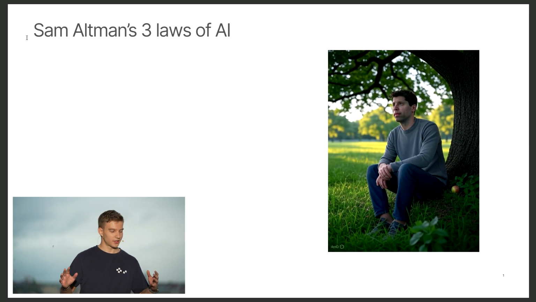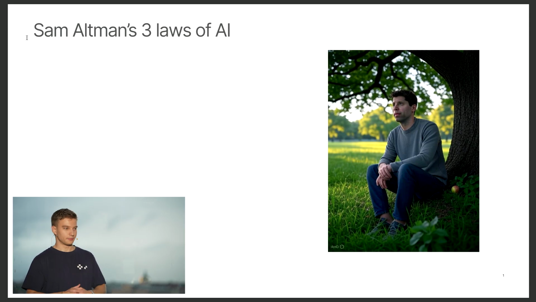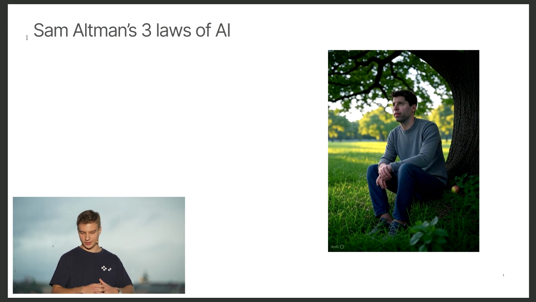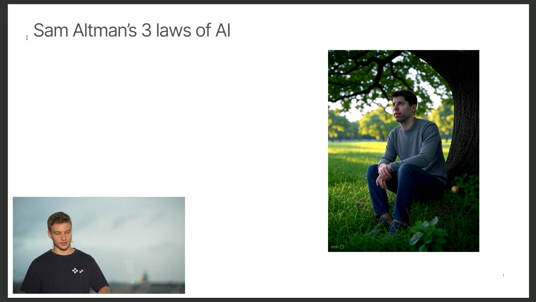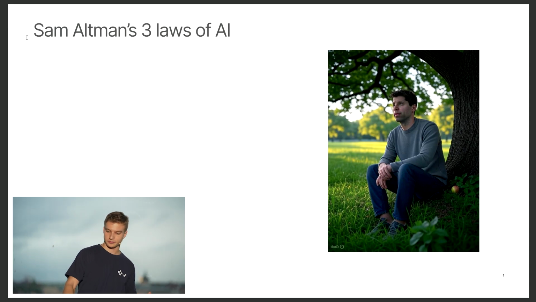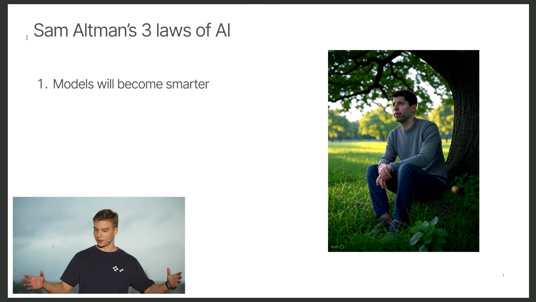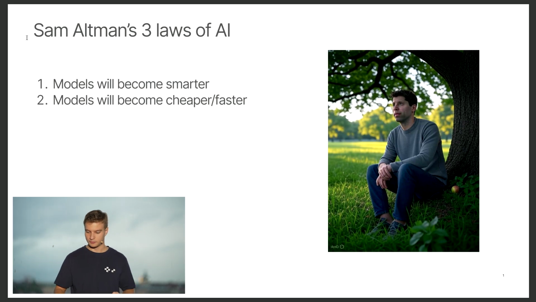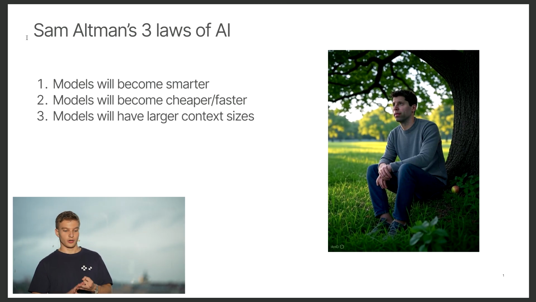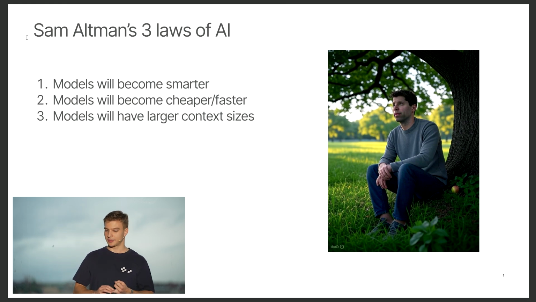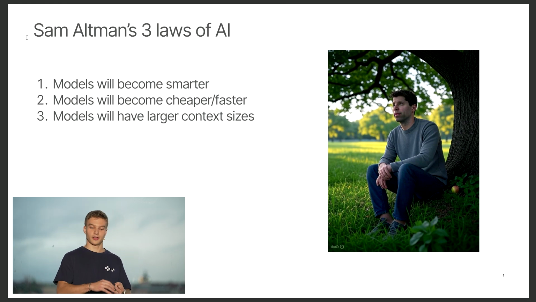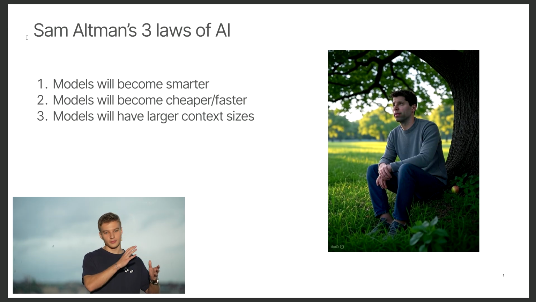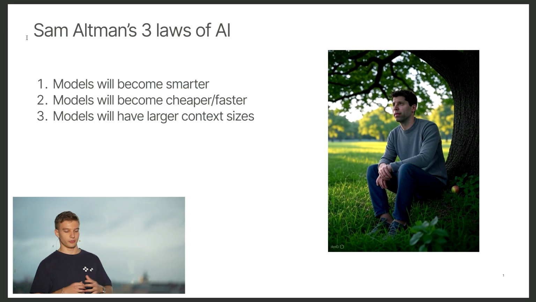Okay, so how do we move forward? Well, just like Isaac Newton has his three laws of motion in physics, I believe we have today's equivalent, which is Sam Altman's three laws of AI. Models will always become smarter. It's just a fact. Models will always become cheaper and faster, both at the same time. They're kind of equivalent. And lastly, models will always have larger context sizes, and they will be able to juggle the context. Like, they will be able to use the context that you put in better with time.